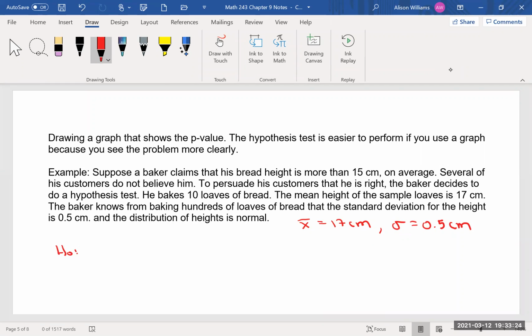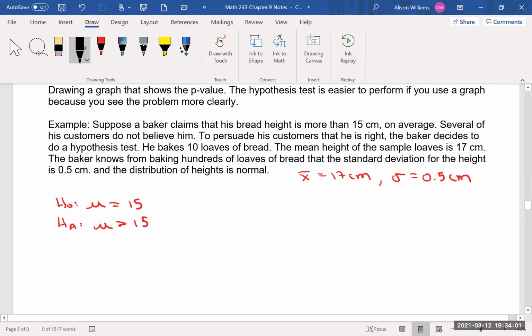So for the null hypothesis, we're always going to use the equals. In this case, we are talking about a mean. Since he's saying it's bigger than 15 centimeters, the null hypothesis is that it's equal to 15 centimeters, and the alternative is that it's bigger than 15 centimeters. I don't really need to write the centimeters on there. In fact, I'll get rid of it because it's not necessary. It's the number we're most interested in. Okay, so we know that the population standard deviation is 0.5.